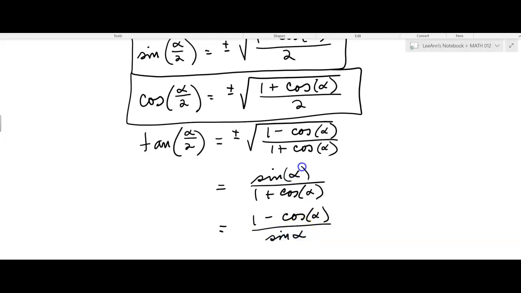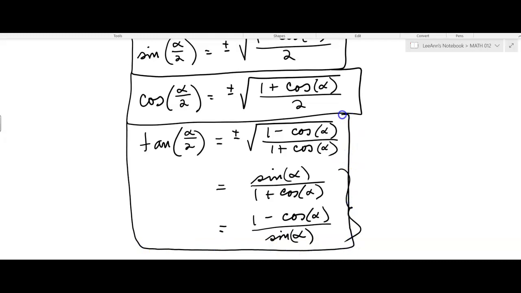And I wasn't going to go through the derivation of those. I don't think they're in the textbook. I don't see them. But those are alternate forms here. So you could use any of the 3 forms. It depends on what you're doing and what you want. Okay? So all of these are for tangent alpha over 2. And these are called half-angle formulas.